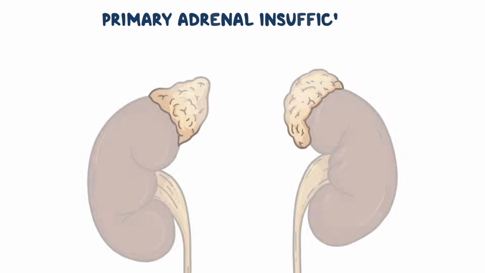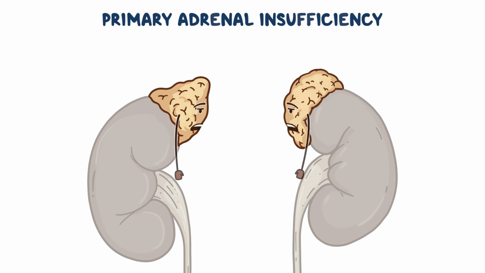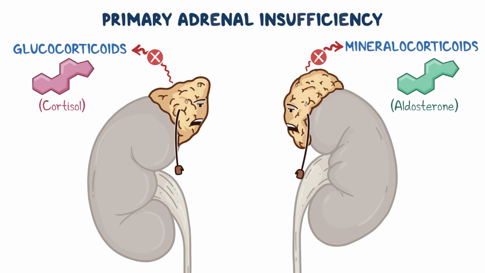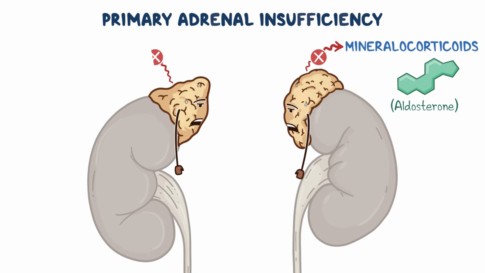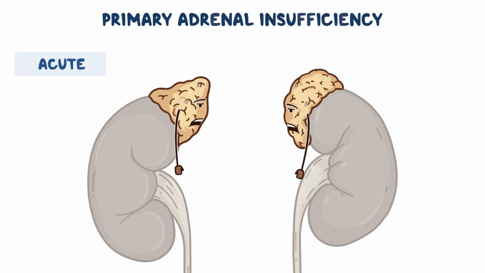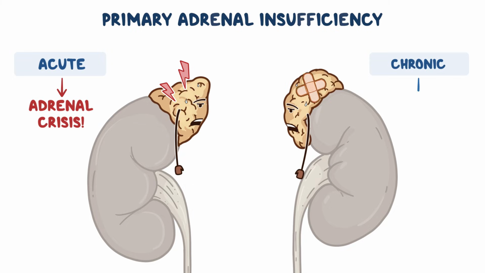Primary adrenal insufficiency occurs when the adrenal glands fail to produce key hormones like glucocorticoids and mineralocorticoids. It can be acute, also known as adrenal crisis, and chronic, which is referred to as Addison disease.